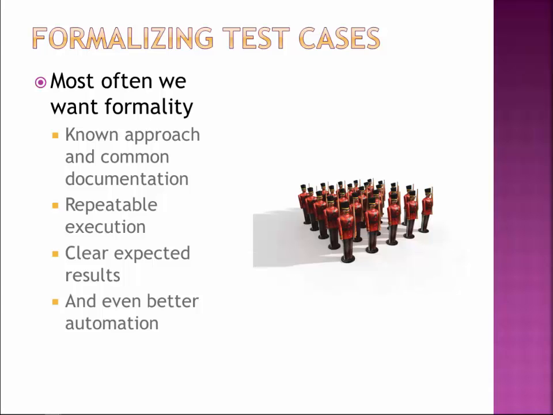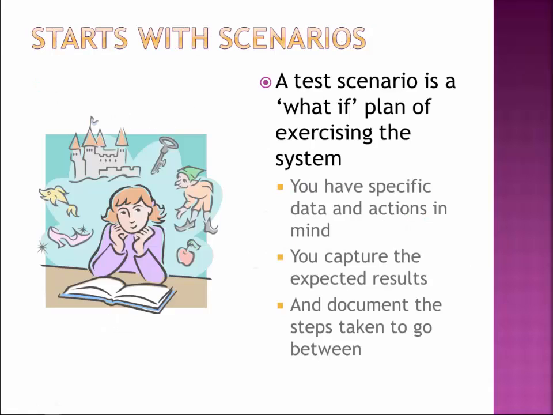And particularly with websites, it's really easy to do that. You can even check formatting things on websites to some degree because of the nature of the HTML code coming back. So automating tests really gives that level of formality where I know, before I even think of running my test, what my execution plan is going to be. So to do that, though, we have to start with a very clear scenario. And so the scenario is that what-if plan.